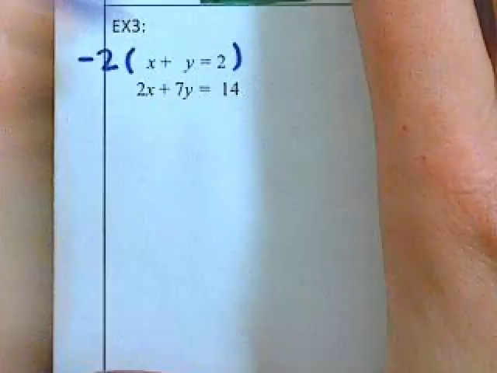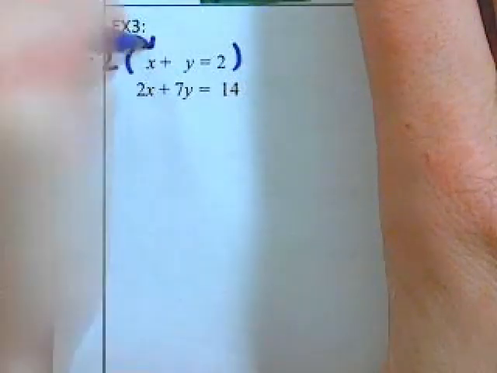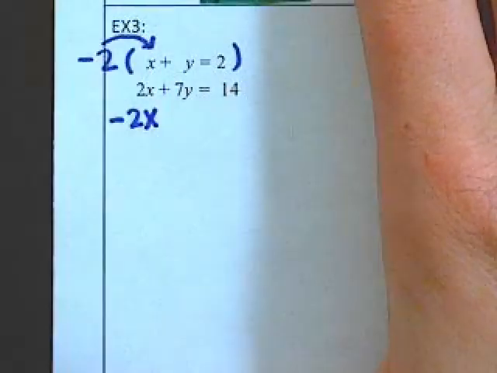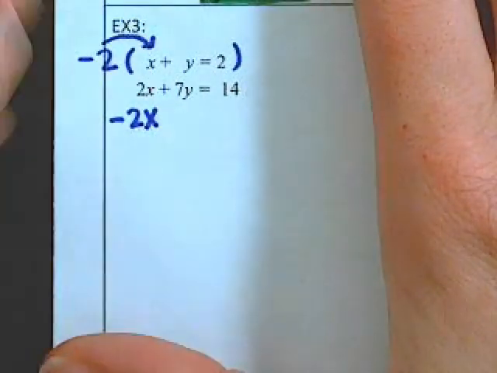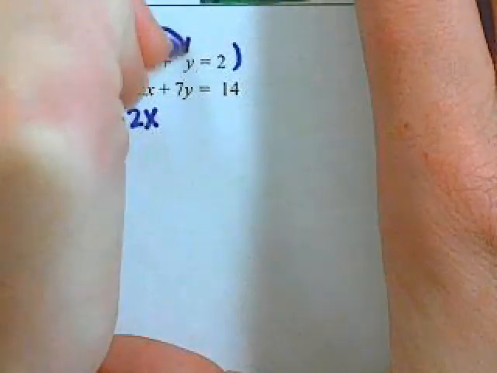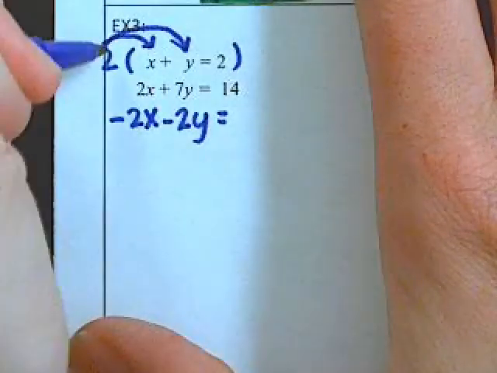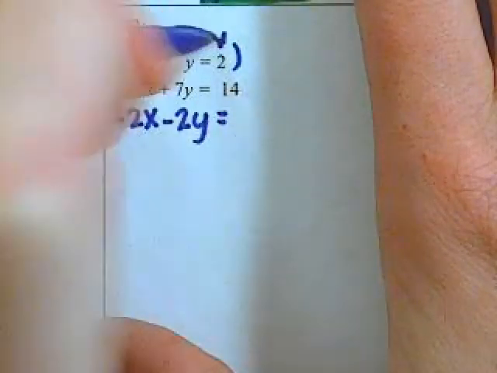So here we go. -2 times X is -2X. I'm just writing right underneath it. -2 times Y is -2Y equals, and the answer, the C over there, you got to multiply 2. -2 times 2 is -4.